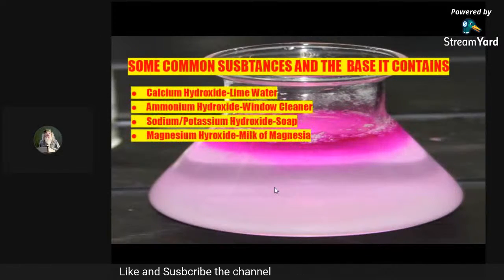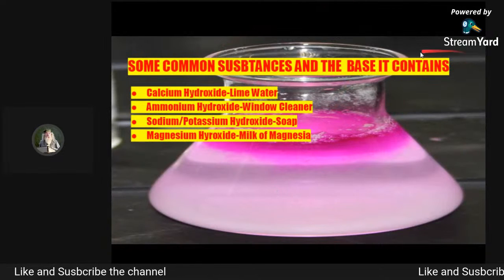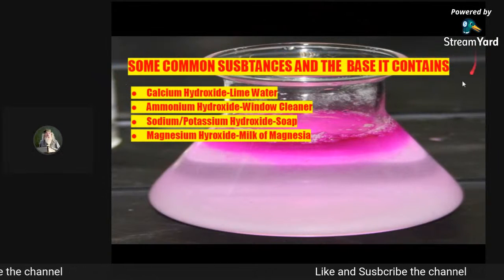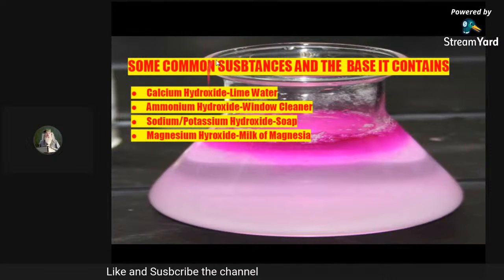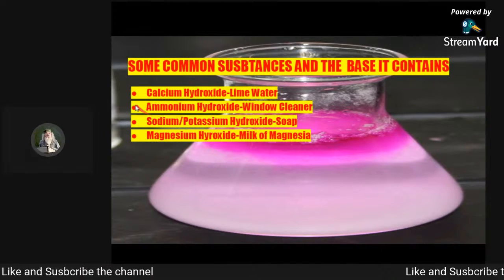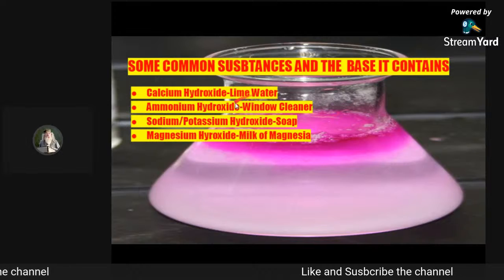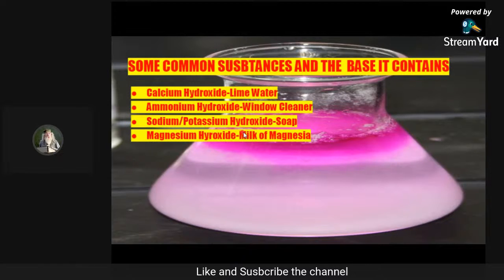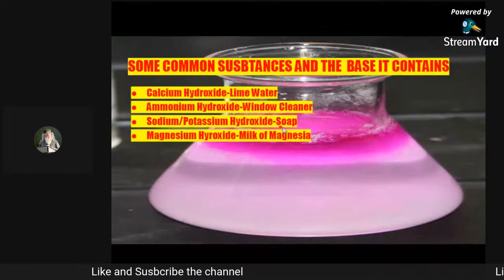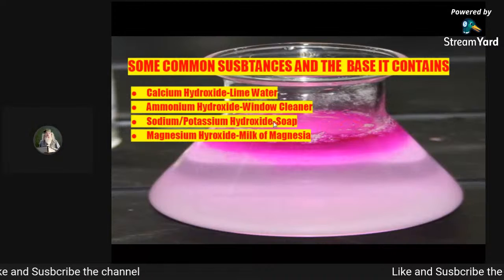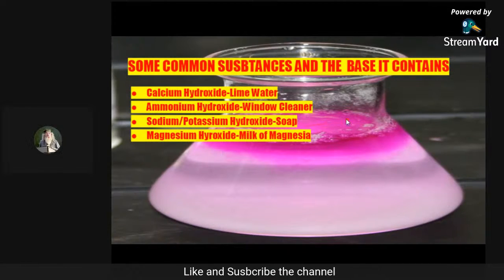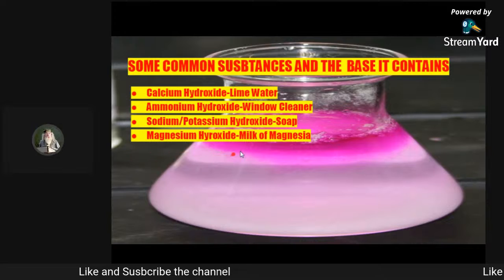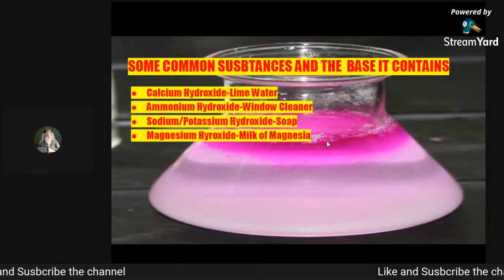Let us now read some common substances and the base that they contain. Calcium hydroxide is present in lime water. Ammonium hydroxide is present in window cleaner. Sodium and potassium hydroxide are present in soap, which we learn about in class 9 and 10, which is micelles, a special type. Magnesium hydroxide is present in milk of magnesia.